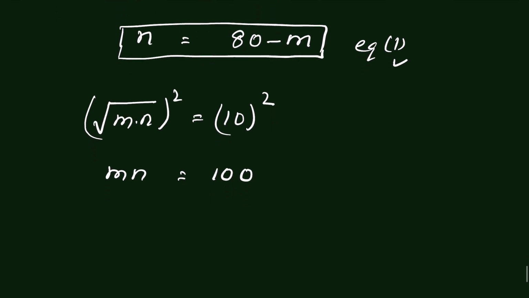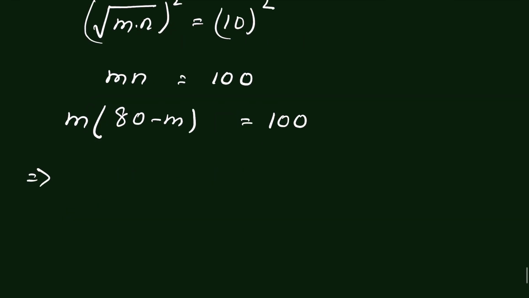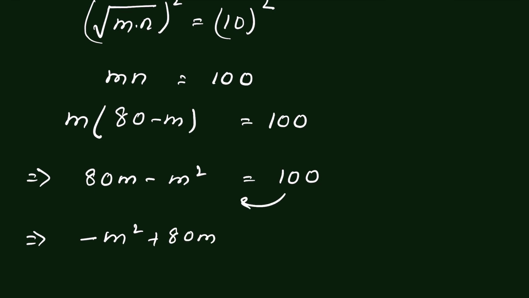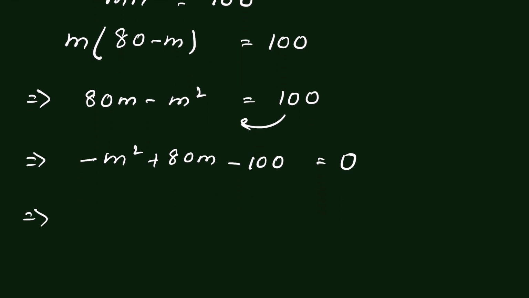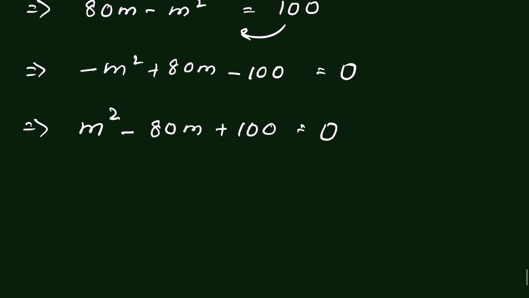Now from equation 1, we can put the value of n. So it is m times (80 minus m) is equal to 100, or this is 80m minus m square is equal to 100, or we can rearrange it and write minus m square plus 80m, send 100 to the left hand side, it will be minus 100 is equal to 0. Now we multiply both the sides by minus 1, so it is m square minus 80m plus 100 is equal to 0.